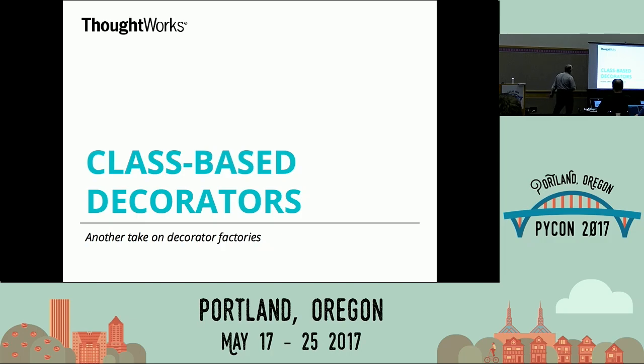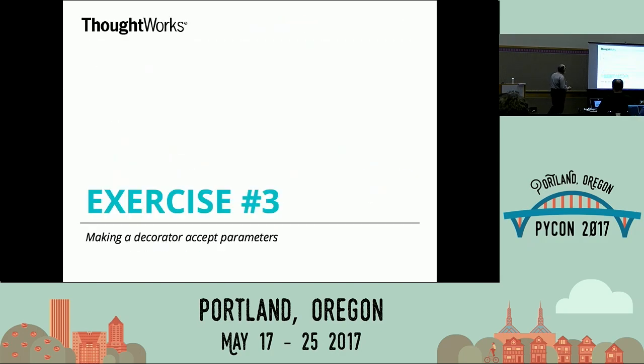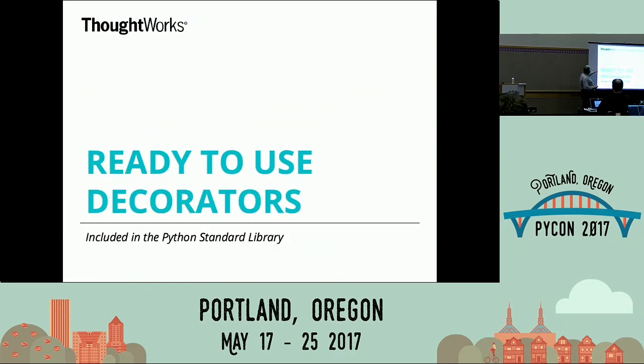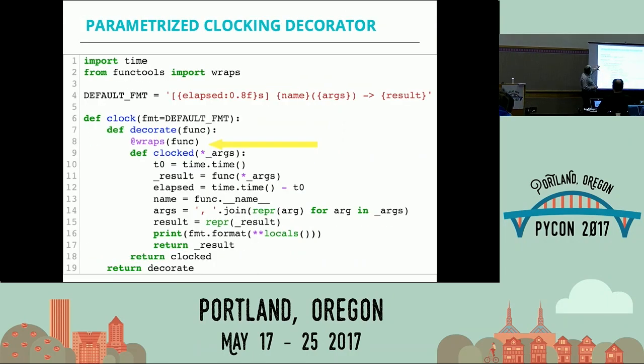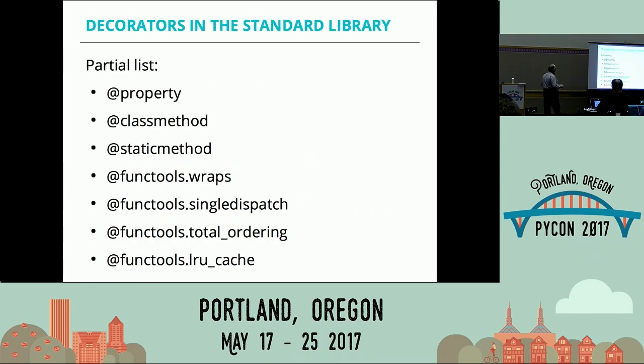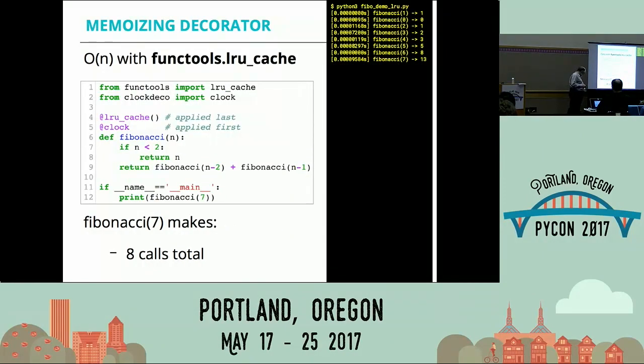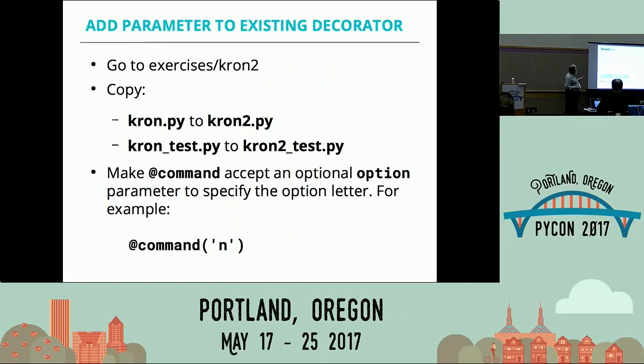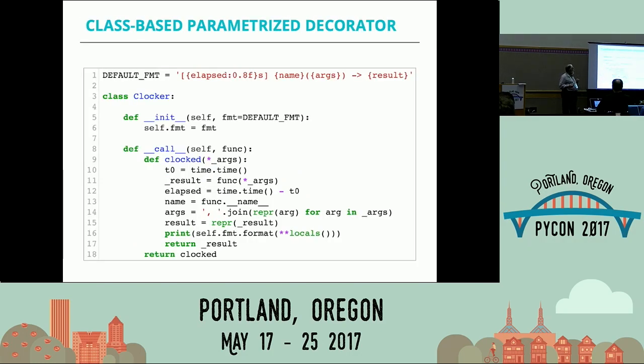Class-based decorators. This is just to show you that such a thing exists. We have this parameterized decorator here that has these three levels. The outer level, like I said, is really a factory that produces a decorator. And this is the decorator that takes a function as an argument, and this is the inner function that replaces the decorated function. So you can actually implement that using a class, and this is how it looks.